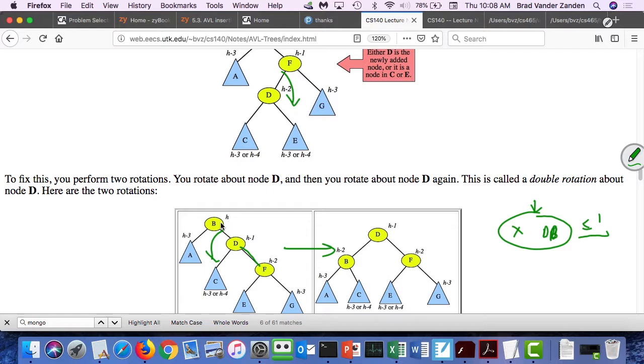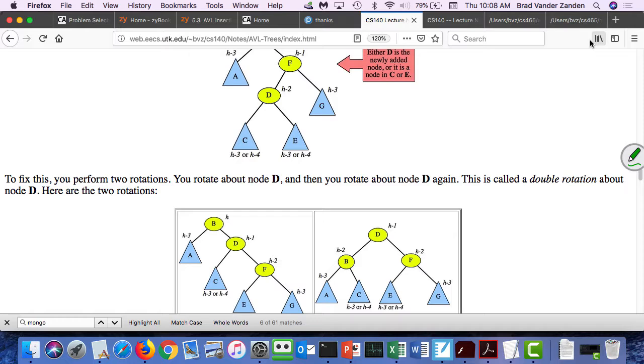Now, before I tell you how you determine whether it's a zigzag or the other case, let's look at the other possible situation that occurs when we do an insert. Again, let's say we have 50 and 70, but now let's say we insert 90. Again, we now have an imbalanced tree.